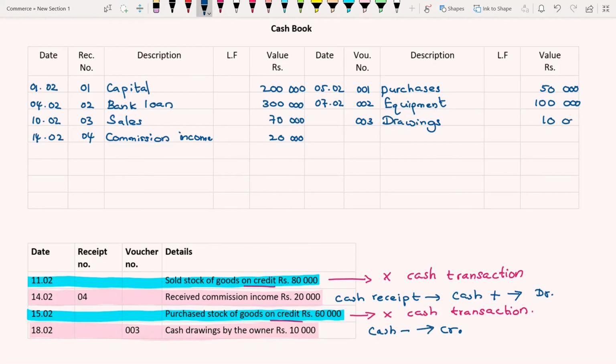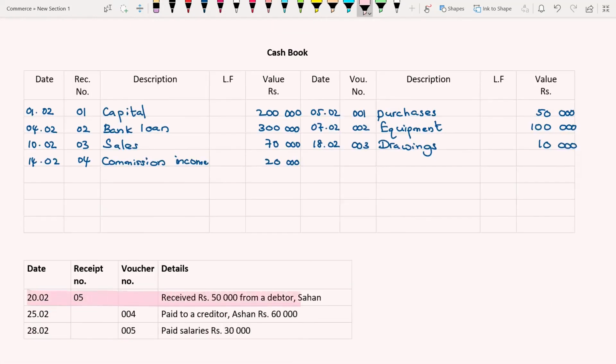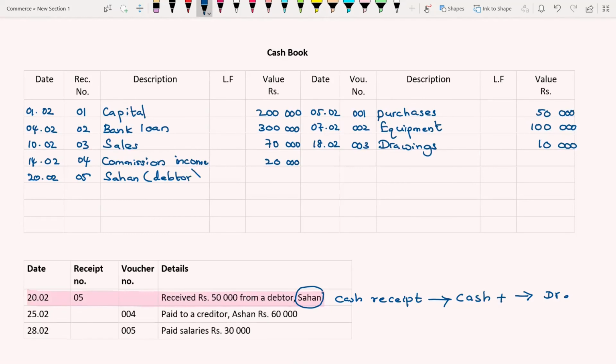Okay, the next transaction, 20th of February, received 50,000 from a debtor Sahan. Here again, it is a cash receipt. So cash increases, therefore we need to debit this transaction. 20th of February, the receipt number is 05, Sahan. Within brackets, let's mention debtor, and the value is 50,000.